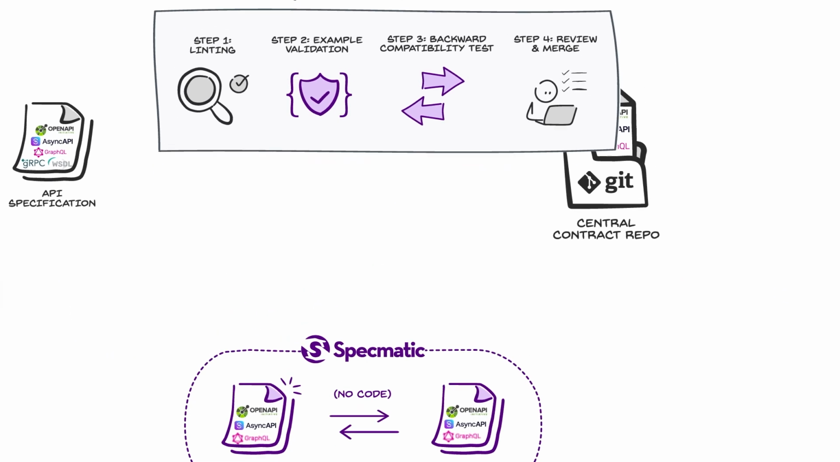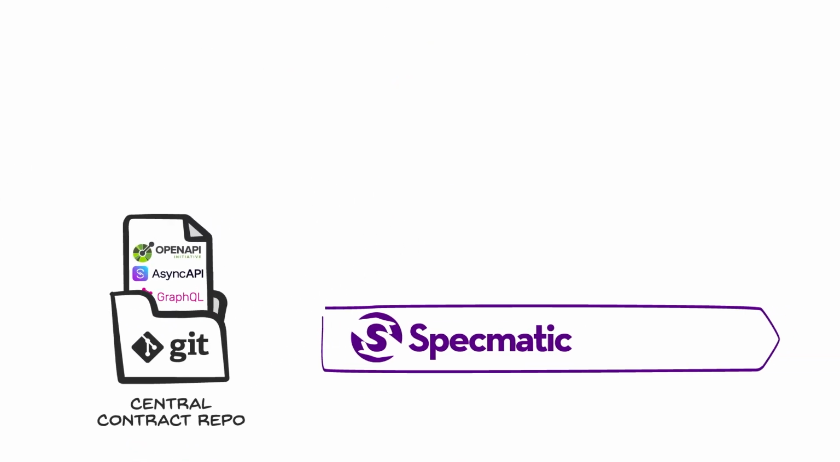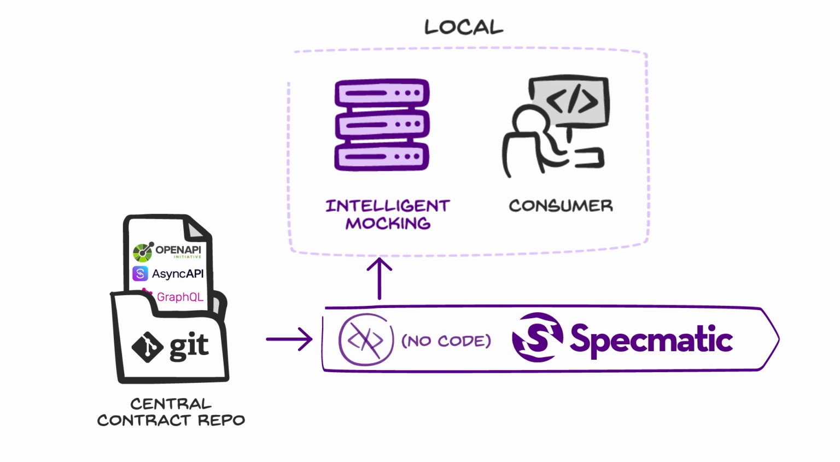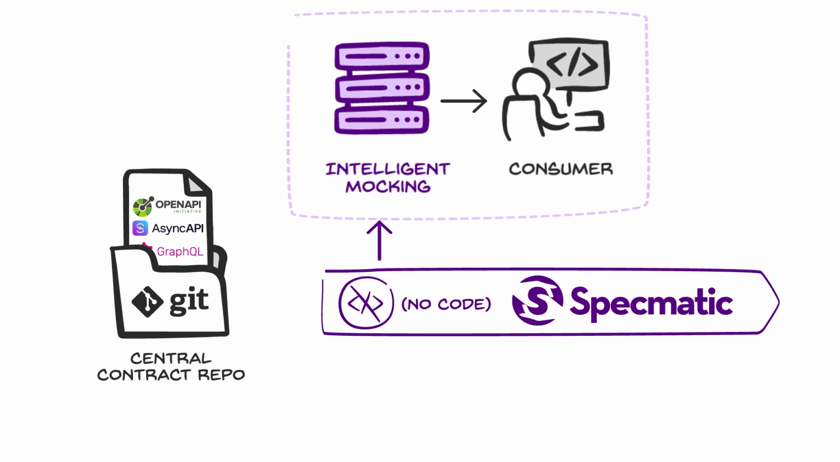Now the real magic begins. As soon as development starts, the consumer team can use Specmatic to pull the latest spec from the central repo and instantly mock the provider. These are intelligent, no-code mocks generated directly from the API specification. This means consumers can build and test their app without waiting for the provider to be ready.